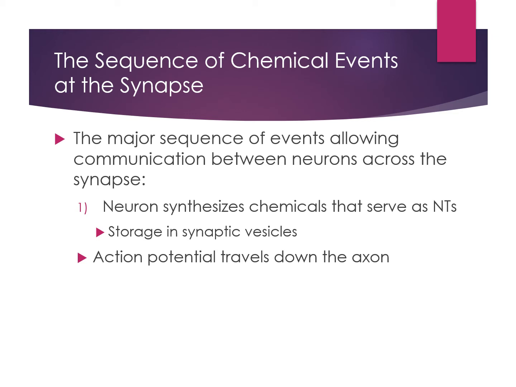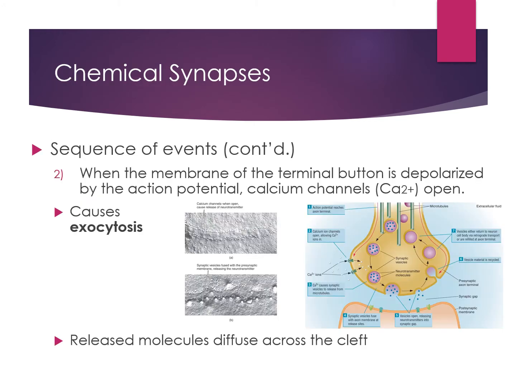In the presynaptic neuron, we have synthesized chemicals, or neurotransmitters. They're stored in those synaptic vesicles or those synaptic sacs. The action potential, if I'm going to send this information on, is traveling down the axon, okay, and reaching that terminal button. When that action potential depolarizes the membrane of the terminal button, this opens calcium channels, which causes exocytosis, so the neurotransmitter is leaving from the cell.